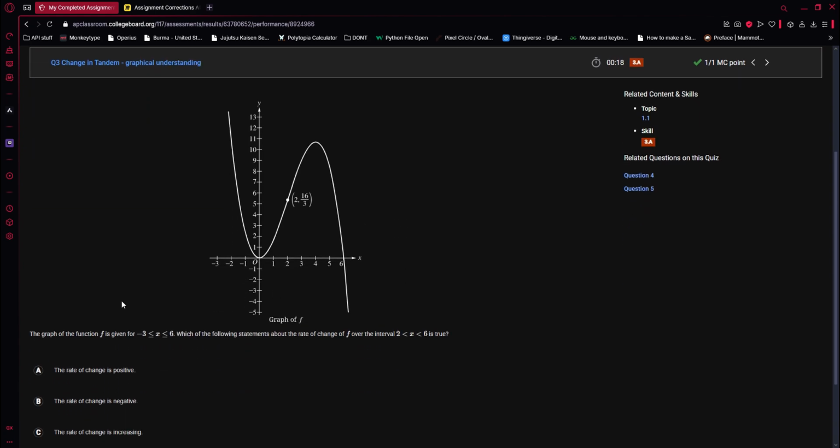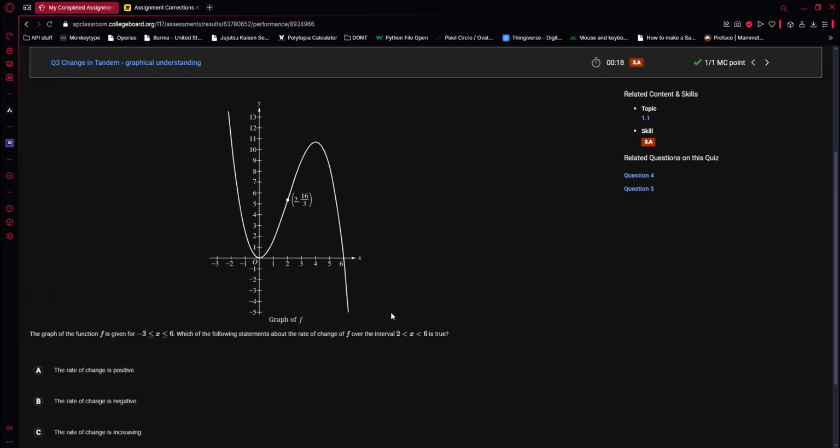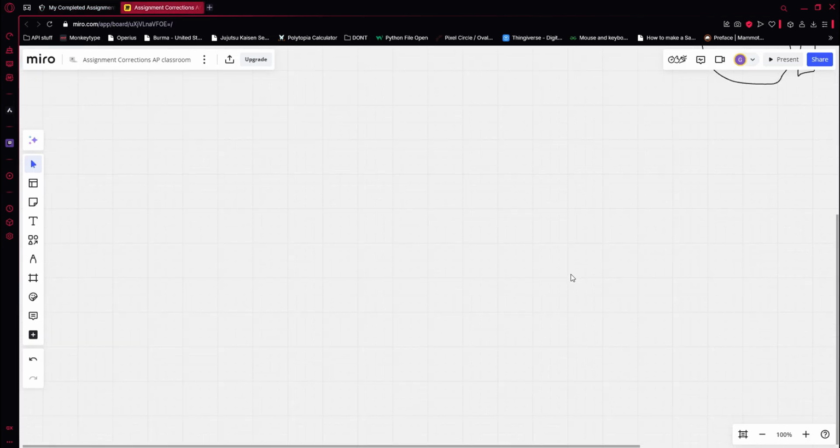Next one we got here: the graph of the function f is given for x greater than or equal to -3 and x less than or equal to 6. Which of the following statements about the rate of change of f over the interval x greater than 2 and x less than 6 is true? A lot of words there, but what's interesting about this is half this graph we don't even care about, right?